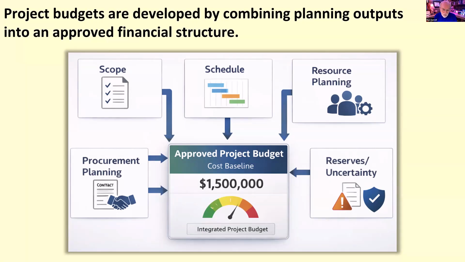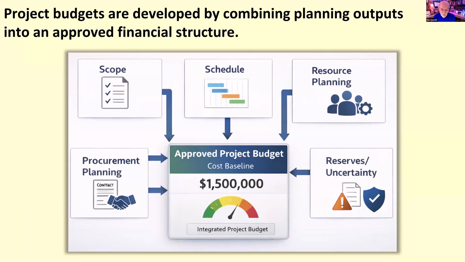Resource and procurement planning add further definition. Resource planning identifies the people, materials, equipment, or expertise needed to perform the project work. Procurement planning, what in PMBOK 8 they call sourcing strategy, identifies any external goods or services that must be acquired. Together, these planning outputs define many of the project's major cost drivers.